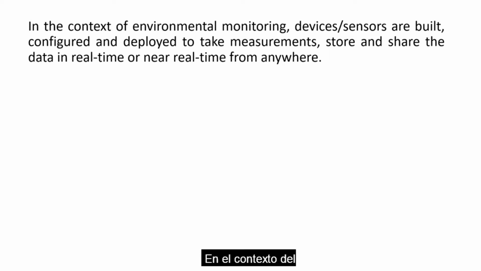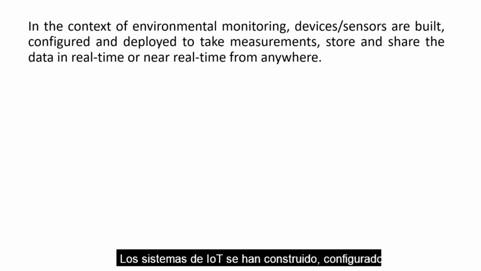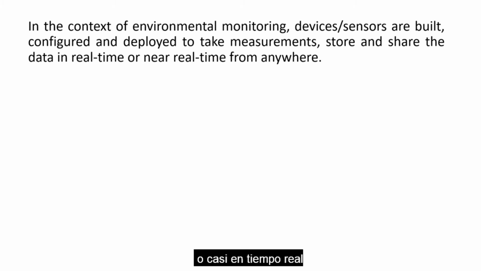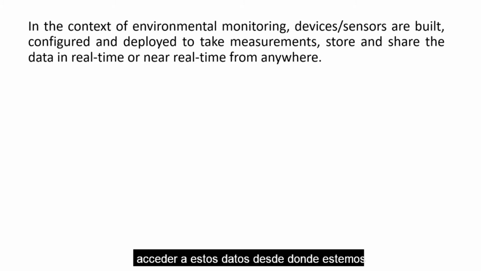In the context of environmental monitoring, or in this case, hydrologic measurement, IoT systems have been built, configured, and even deployed to take measurements, store the data, and share the data in real time or near real time from wherever they are. And we're able to access this data from wherever we are.